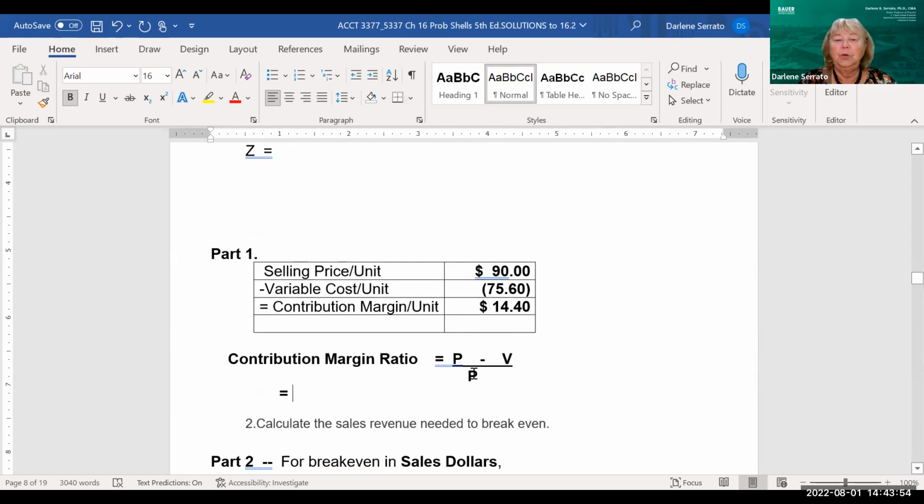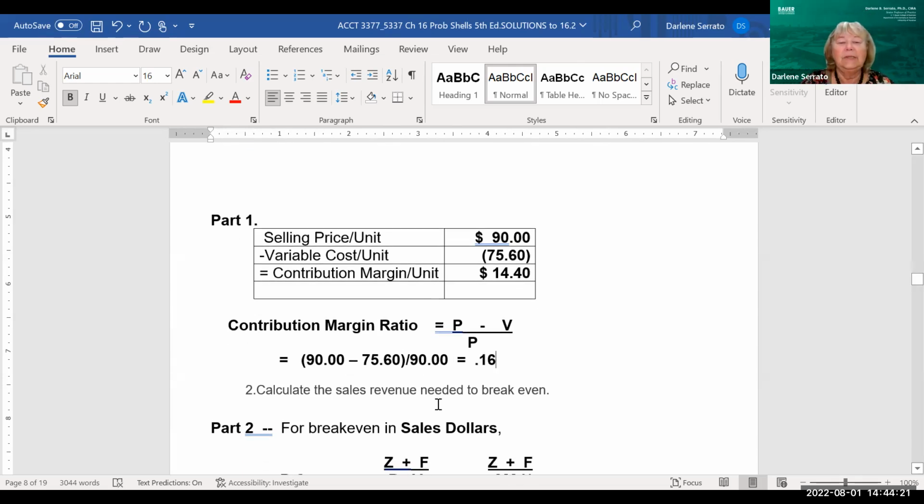Then the contribution margin ratio. This is the formula: P of 90 minus V of 75.60, divided by the $90, gives us a contribution margin percentage of 0.16, or 16%.